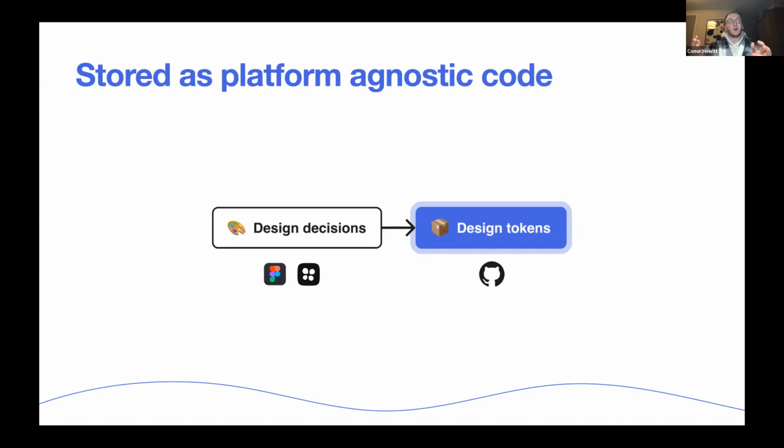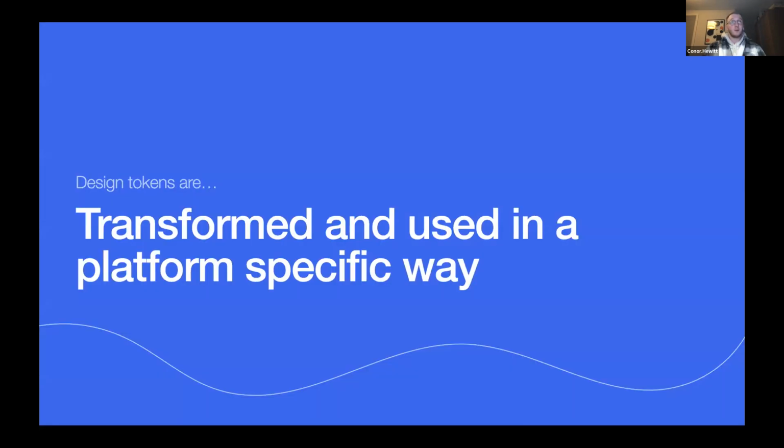But this is great and all, but not all platforms can use that same platform agnostic code. It's platform agnostic. So what is next? As I said, the JSON by itself won't work on all of the platforms. Every platform has its own nuances. So that's where the next point of the definition comes in. Design tokens are transformed and used in a platform specific way.